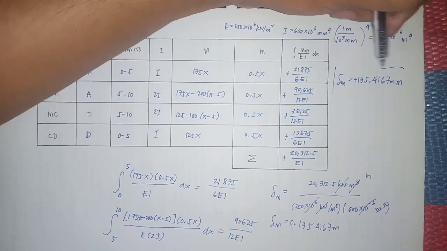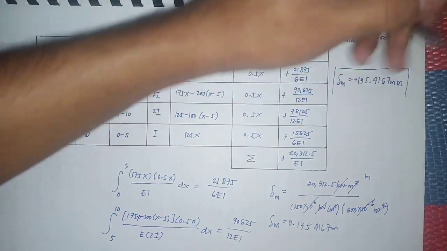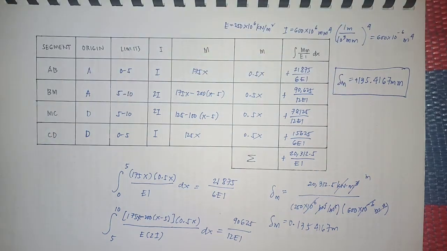Ibig sabihin yan, ang significance ng positive sign ay in the sense siya nung direction ng 1 unit load na nilagay natin kanina dun sa midspan na pababa. Ibig sabihin, pababa din yung deflection dun sa midspan. At ang magnitude ay 135.4167 millimeters.